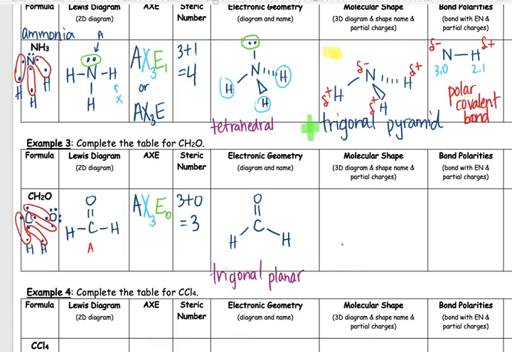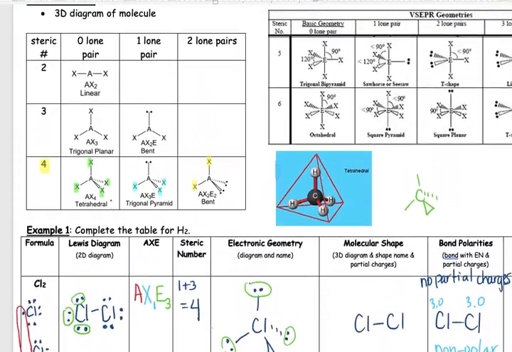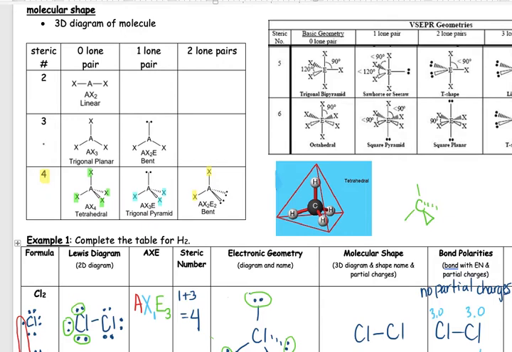All right, so we know it's a trigonal planar shape. So now we're getting to the actual 3D molecule and the actual name. So we know it's a steric number 3 this time, right? So we're looking at these, and what do we have in our scenario? We do have 3 different atoms attached, okay?